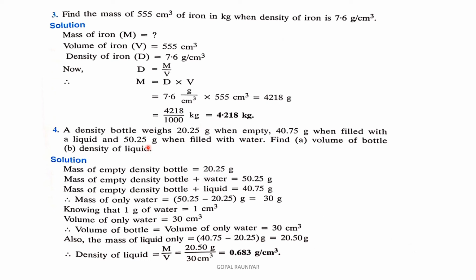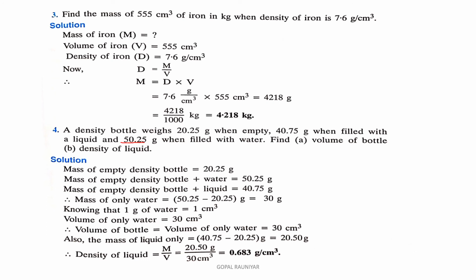Now the next question. A density bottle weighs 20.25 gram when empty, meaning the mass of the empty density bottle is 20.25, and 40.75 gram when filled with liquid, and 50.25 gram when filled with water. That is, the mass of density bottle plus liquid is 40.75 and the mass of density bottle plus water is 50.25.